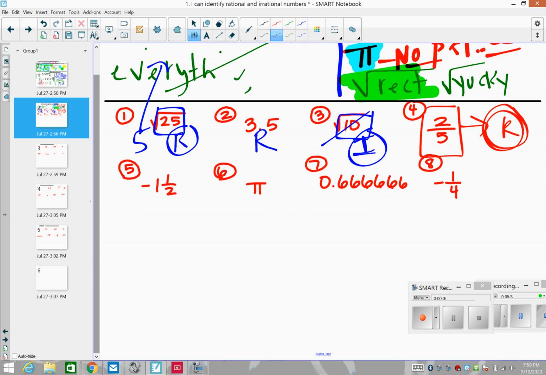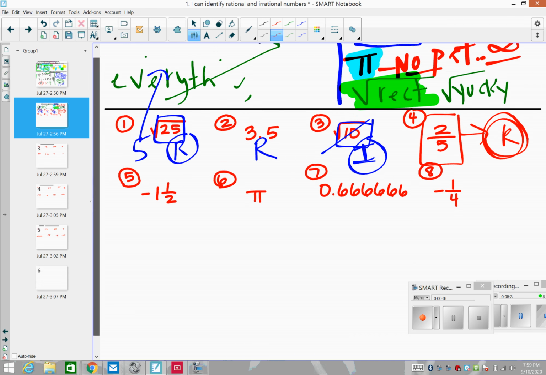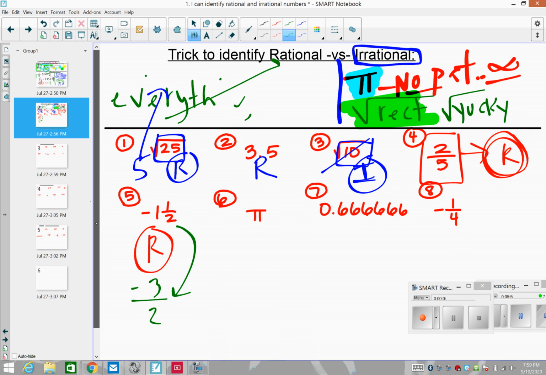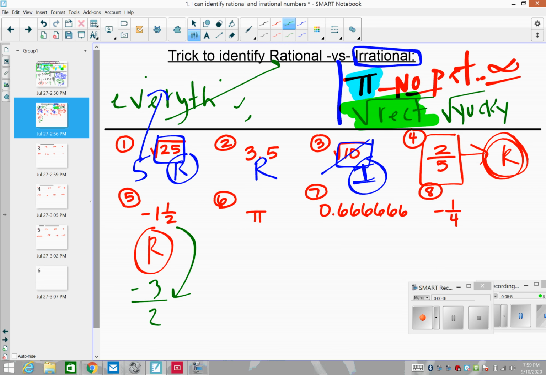Number 5, is it pi? No. Is it a square root of a rectangle? No. So it would be a rational number. In fact, this would end up turning into -3/2. So there's our fraction. Rational. Number 6, is it pi? Yes. There we go. That means it is non-repeating, it does not repeat. Does not stop, goes to infinity, super yucky decimal. So by definition, irrational.